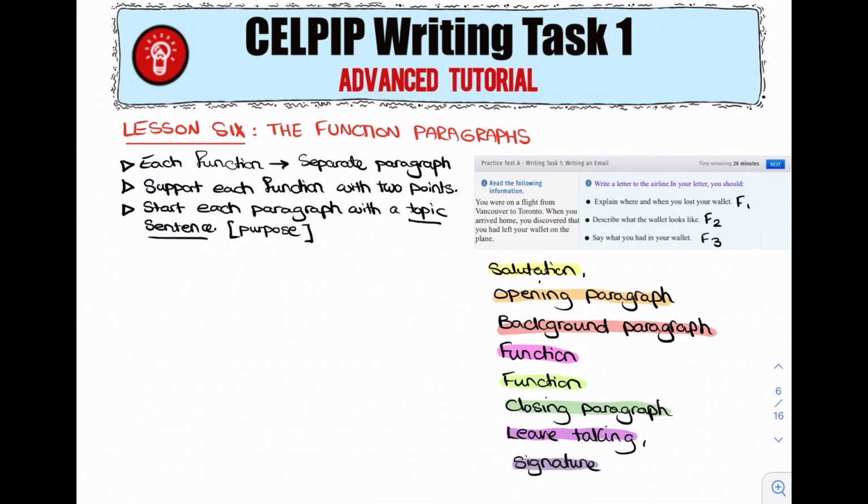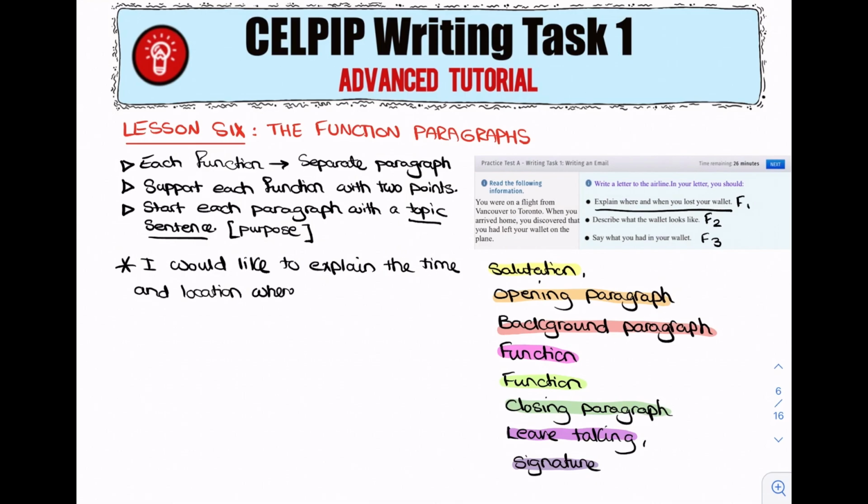So if you remember, the first bullet, F1, was explain where and when you lost your wallet. So one way you could write your topic sentence is to say, I would like to explain, and then you could repeat parts of the question. So the time and location, so I'm using time and location to address both when and where. The location where I last remember seeing my wallet.